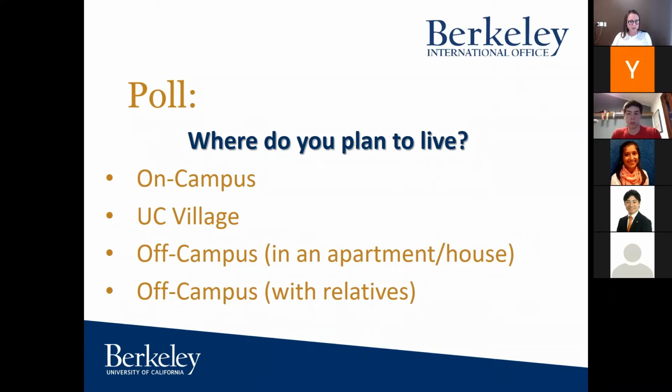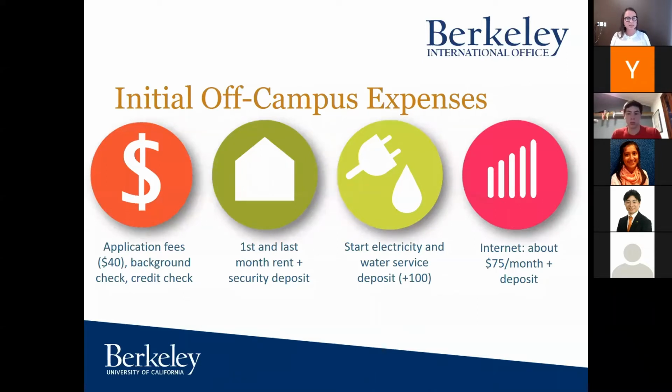All right, so let's talk about some of the initial expenses for those of you who are planning to live off campus. So when you apply to live in an apartment or a house, there could be an application fee. There's not always an application fee, it's up to the landlord, but some landlords will charge you a fee just to apply for the house or the apartment. And this fee is to cover the background check and the credit check that the landlord has to pay for to look into your background.